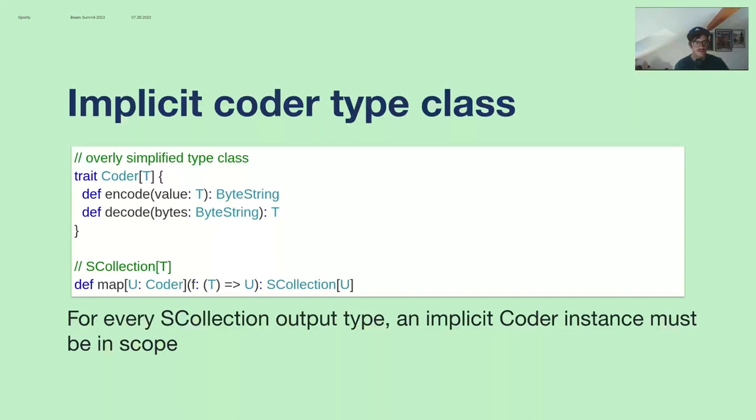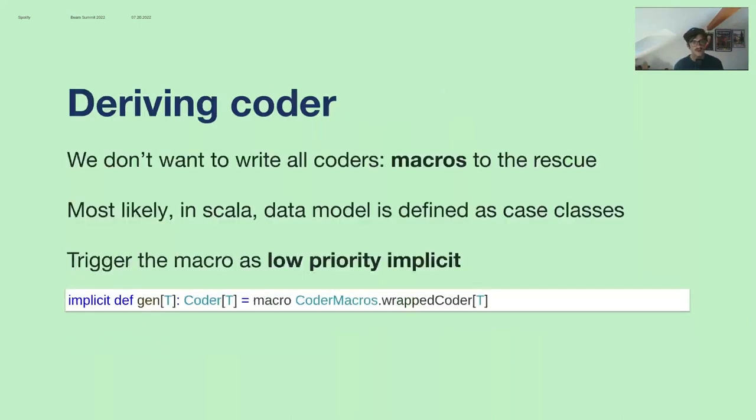So it's really simplified. And here in SCollection, if you remember, the prototype has the type parameter U, and it's also with a coder. So it needs an implicit coder for the type U, and then it will be able to do the job. Basically, for every collection output type, Scio requires a coder to be in scope. You don't want to write coders for all of your models. That's why macros come to the rescue.